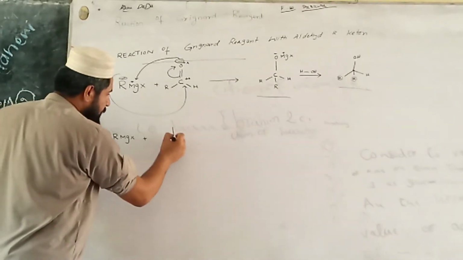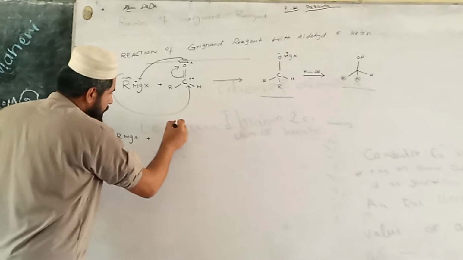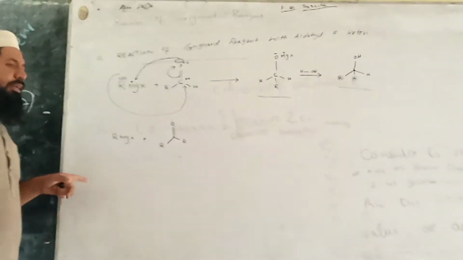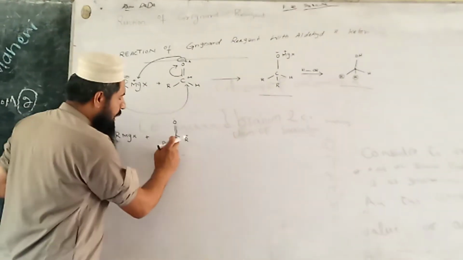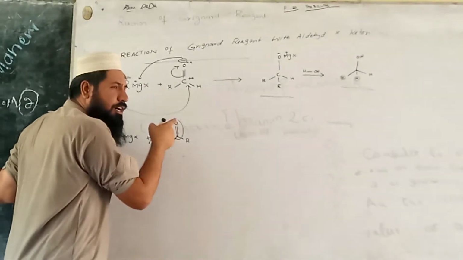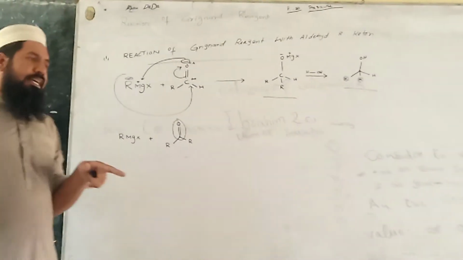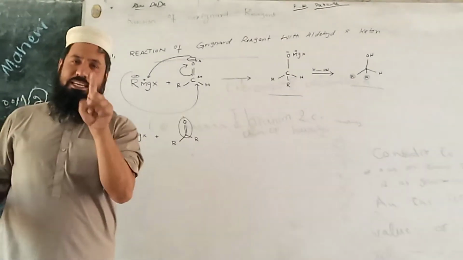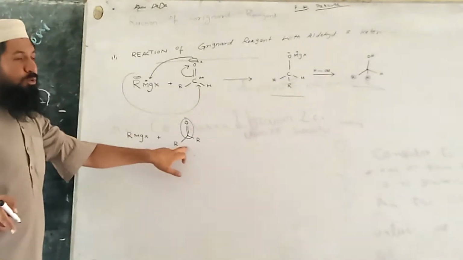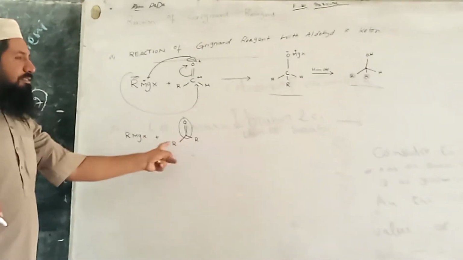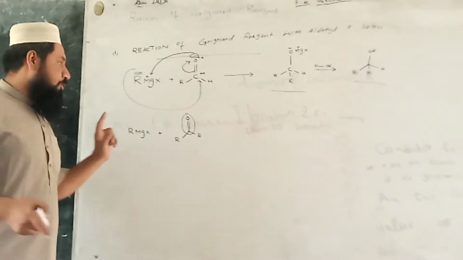When it reacts with, look at, this is R and this is R. What was there in aldehyde? In aldehyde the carbonyl group, CO. On one side there was R, and on another side there was H. Here in the ketone, what is the difference? On either side of the carbonyl group there is R and R. So this is called the ketone.